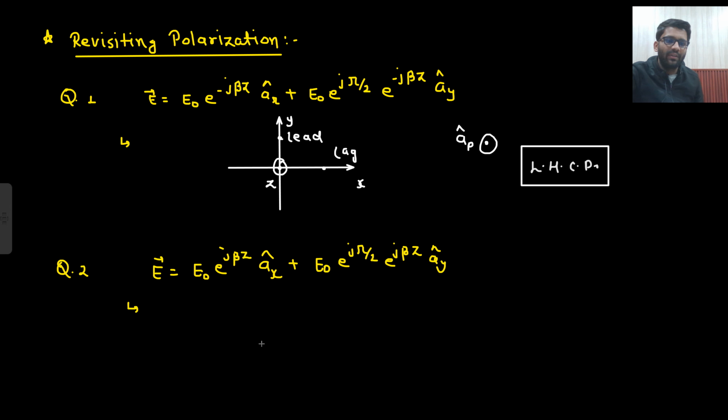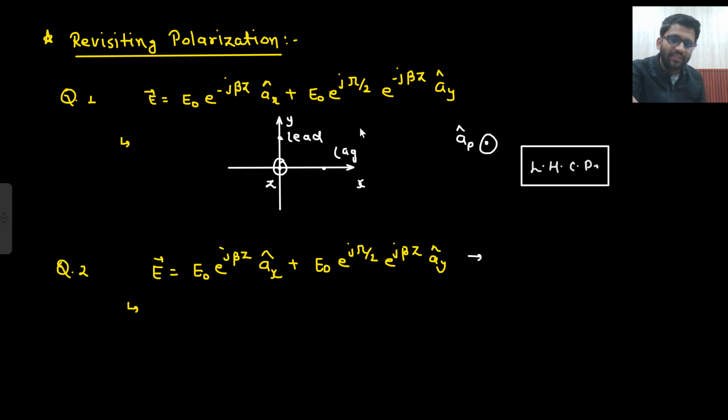Now from here to here, what are we doing? Here E naught, everything is the same. Even here Y is leading, here also Y is leading. There are two E field components, one dancing in the X direction and one dancing in the Y direction. Magnitudes are also the same. The only point is that I have changed the direction of propagation. Here the direction of propagation was plus Z, here it is minus Z.